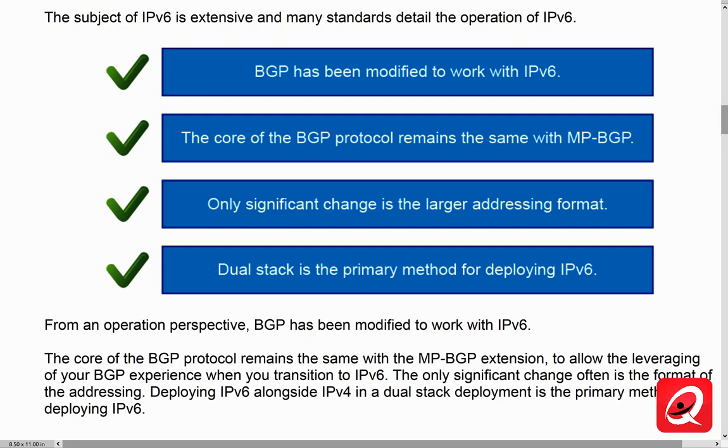Dual stack is the primary method for deploying IPv6. And that means we're running V4 and V6 at the same time. And eventually we could remove the V6 configuration altogether. All right. So we're going to go ahead and wrap up this section here. That also concludes our discussion about BGP.